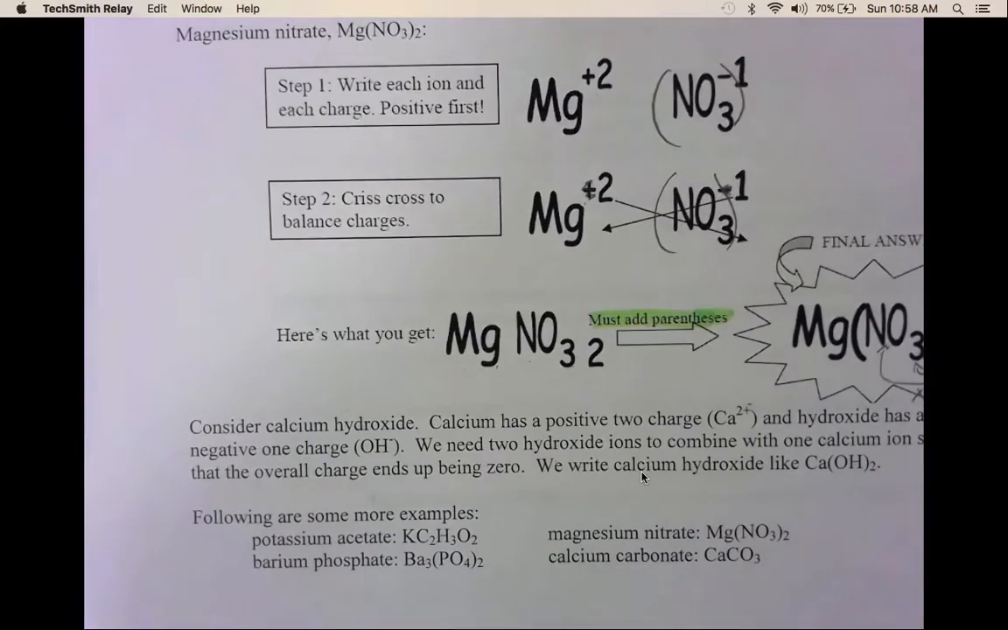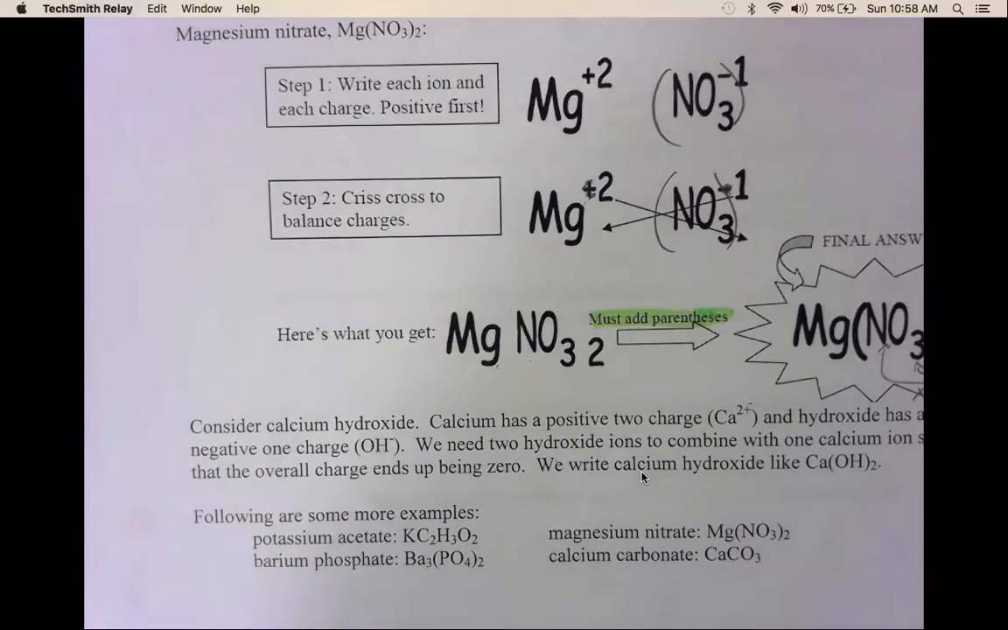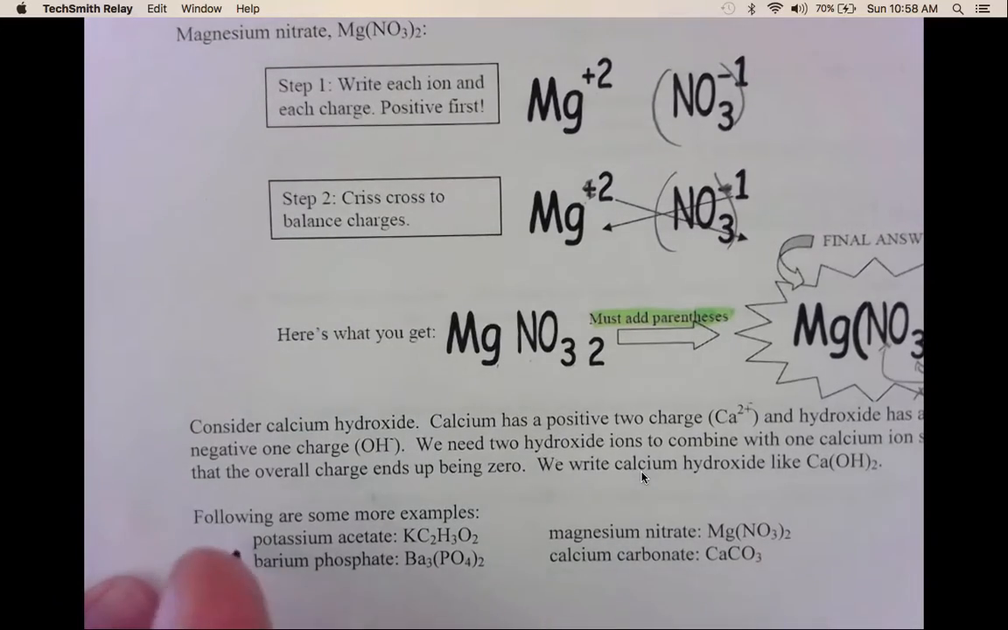Next, there are just a few more examples of polyatomic ions. You can practice crisscrossing with the charges to make sure that you get these answers. I guess I can do one for you. So if we're doing the first example, we would look at potassium. Potassium has a +1 charge. And then next is acetate.